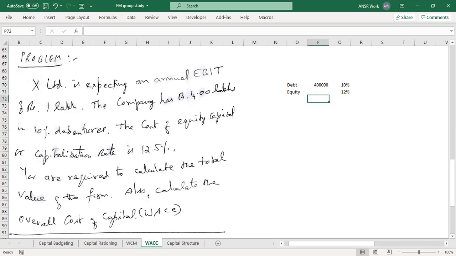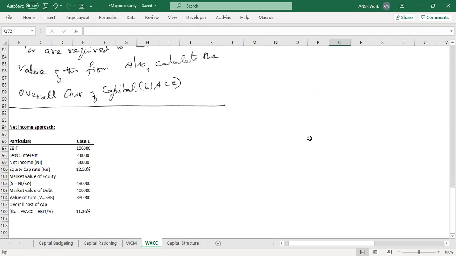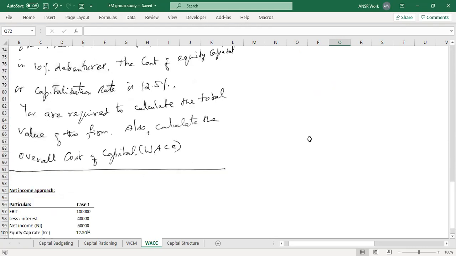Which information is not available with you? Equity value. Equity value is not given. Can you calculate equity value from this? You said 12% or 12.5%? I thought it was 12.5. 12.5, sorry, my mistake. 12.5%. Yes, 4,80,000 is your equity value. Absolutely correct.